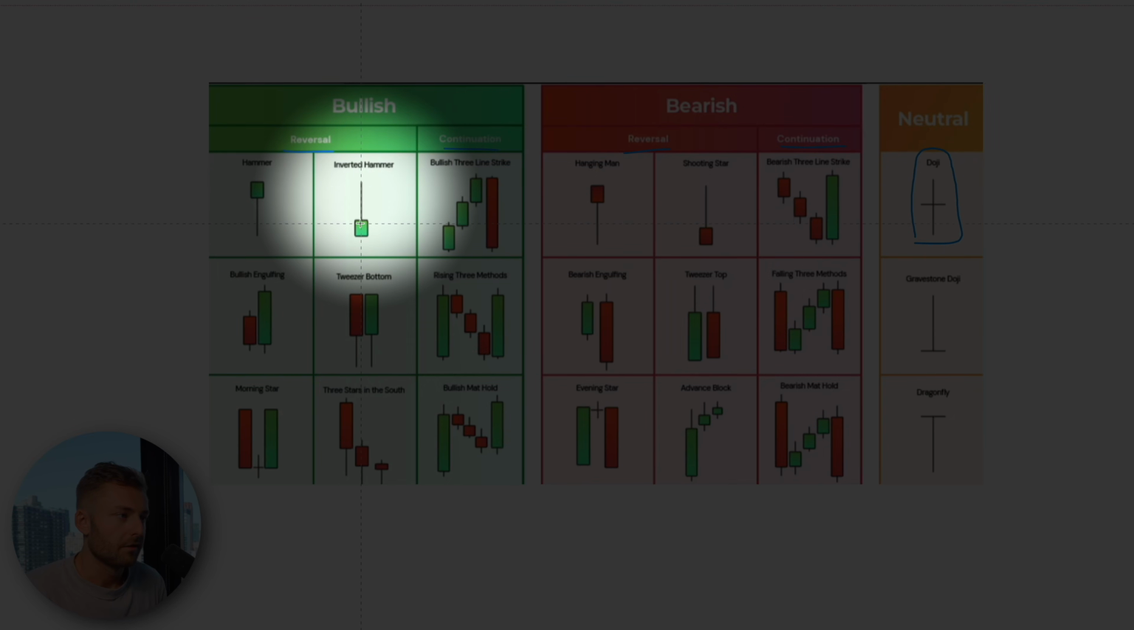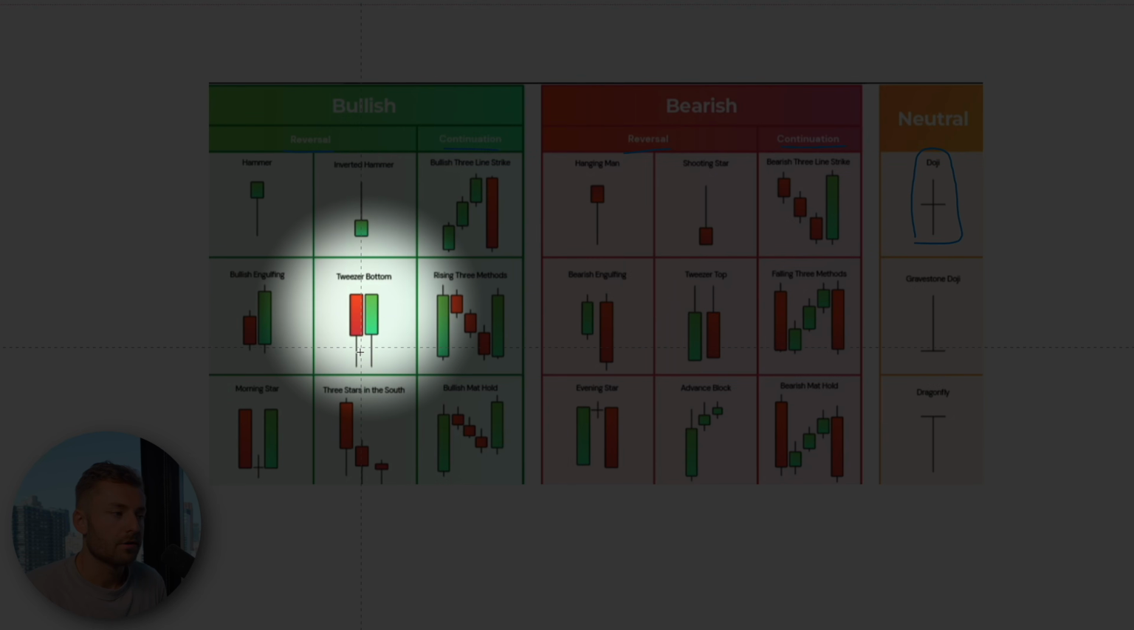We also have an inverse hammer where price opened here, attempted higher, and then still had a big wick but closed bullish. Tweezer bottom, where we had a bearish candle push, an open, a continuation of a push, and then a bullish candle close with no wick.